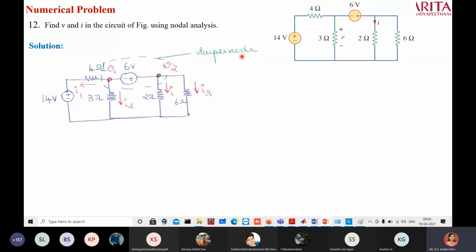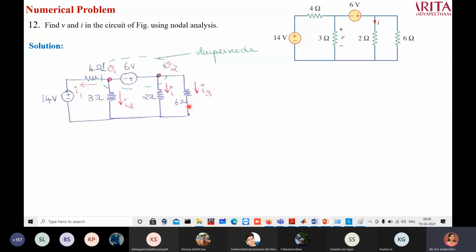So now we have to count how many branches are connected to this super node. There are totally 4 branches connected to this super node altogether, so there should be 4 currents. Initially we do not know in which directions the currents are flowing, so randomly we can fix the direction of currents I1, I2, I and I3. I is already there, I is the current flowing through the 2 ohm. So we will keep the notation as I and I3.